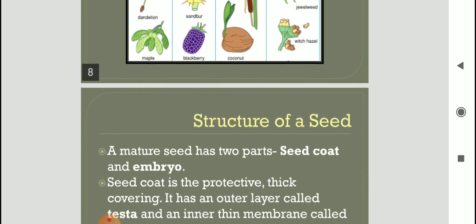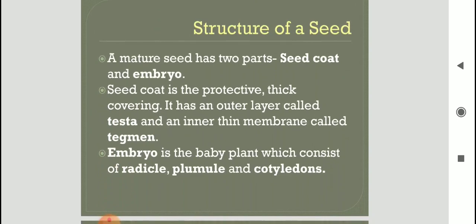Alright, now when the seed is dispersed, it falls on a suitable medium, it gets all the essential conditions, then it will start germinating. Alright, now first we should understand what is the structure of a seed, how it looks like. So a mature seed has 2 parts. The outer covering is the seed coat and inside the seed coat lies the embryo. Seed coat is the protective thick covering. Now seed coat also has 2 layers. The outer layer is the testa and the inner thin membrane is the tegmen.